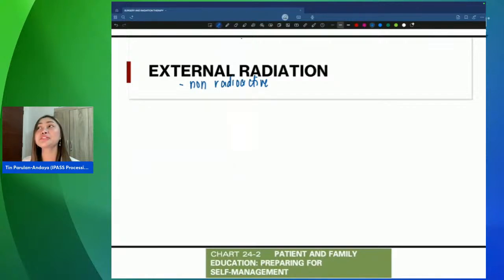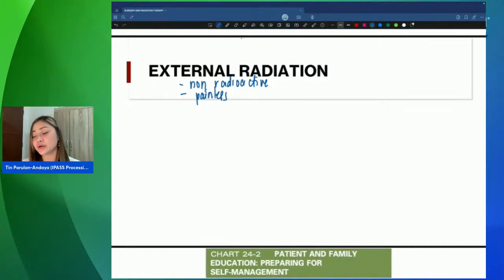Why? Because most of the interventions, the nursing key points, the nursing care, we will focus on the skin. Yes or no? Yes. And the procedure is done in a treatment room and is completely painless. All right, very good. So yes, the patient is not radioactive. Your patient is non-radioactive here.